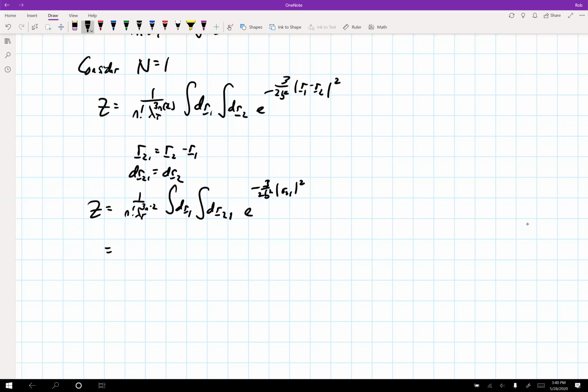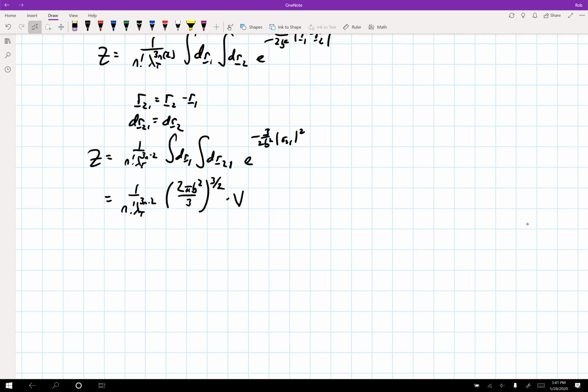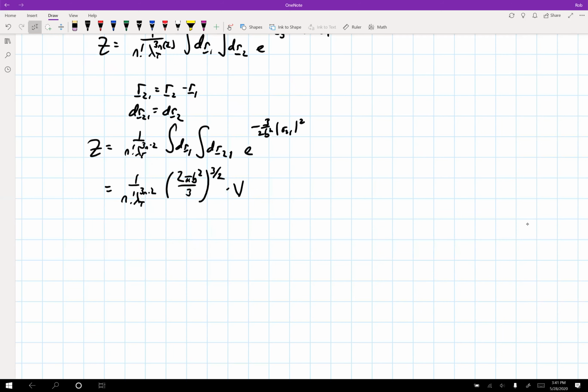And what we get is just 1 over n factorial lambda_T to the 3n times 2 pi b squared over 3, and because it's a 3D Gaussian, it's raised to the 3 halves. Then we still have the integral of dr1 with no argument, and so we pick up a factor of volume, and so then we just have a V. Easy enough. Now we can play the same game, but just increase N by 1, and we'll immediately see the pattern that emerges.